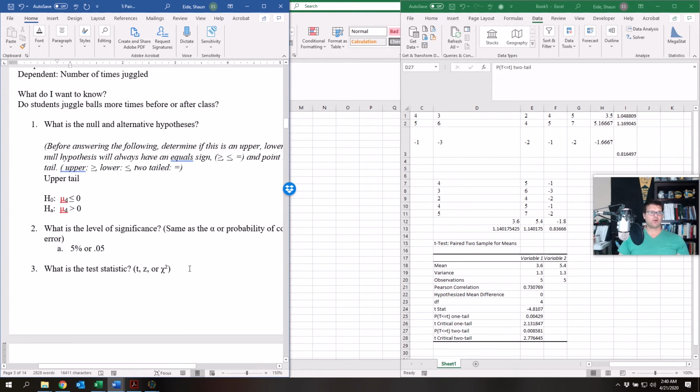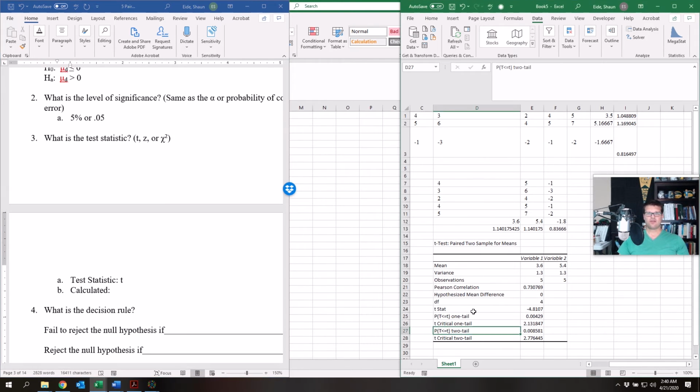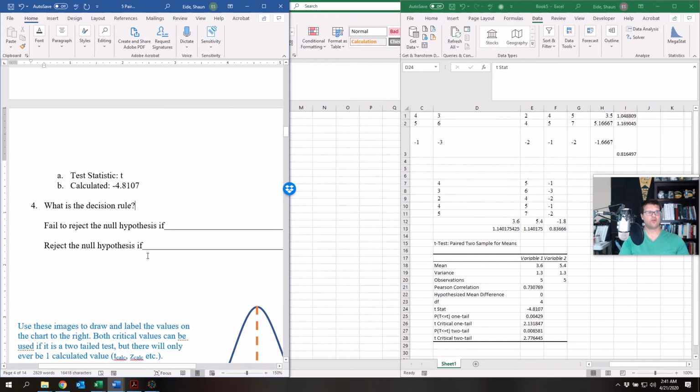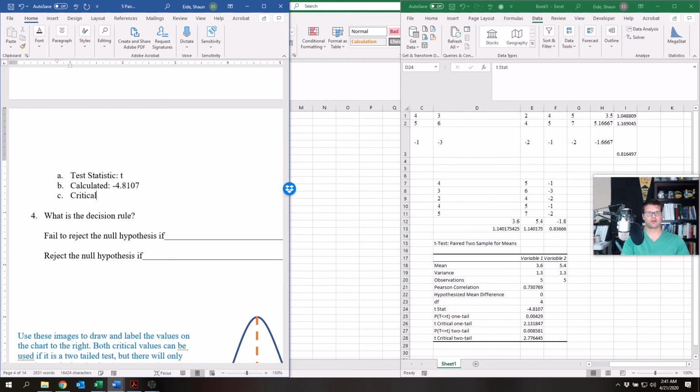So what is t? What is the calculated value? We've got the calculated value right over here of negative 4.8107. And then what is the decision rule? Well, in order to do this decision rule, I also need the critical value. So let's just put this right here, critical value. And it's really great because it already gives us the critical value, 2.132 is what it is.